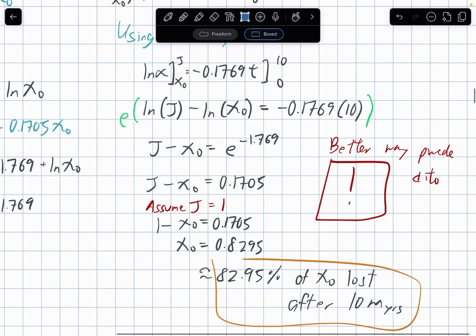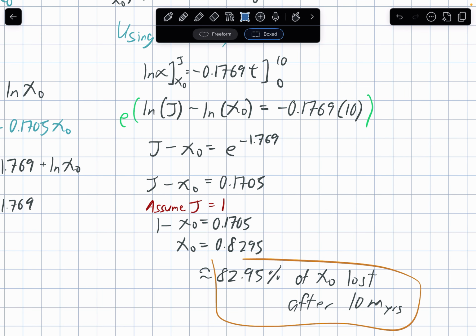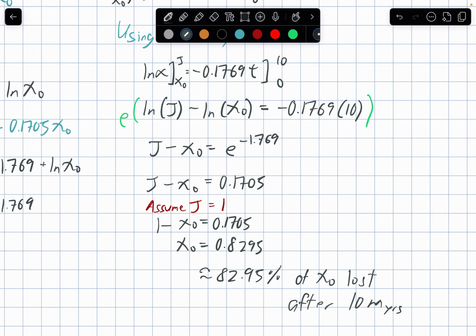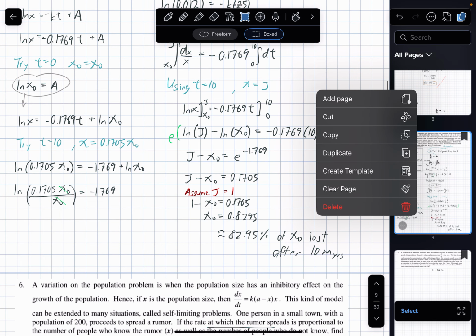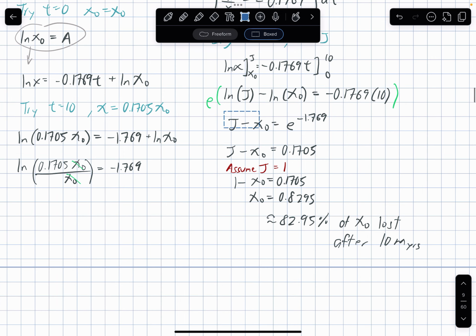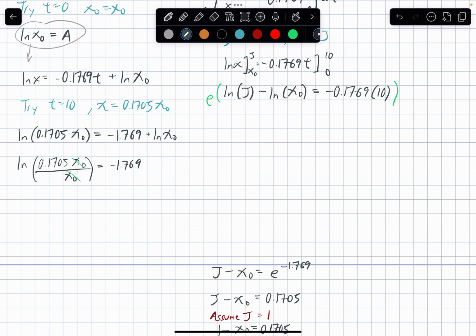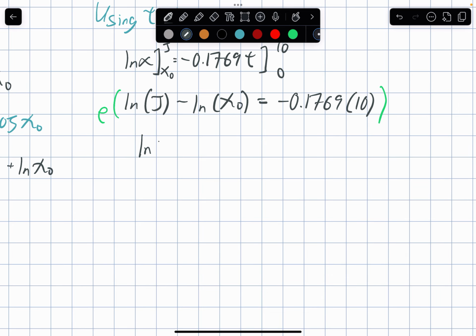Let's go back here. In some way, although what we have right now isn't wrong, let's try ln of x over x sub o, the one we initially started out with earlier. So when we apply Euler's number, we have x over x sub o equal to e raised to negative 1.769.